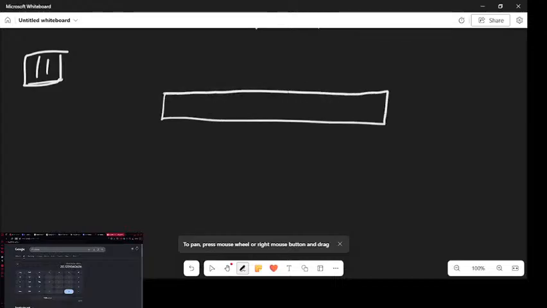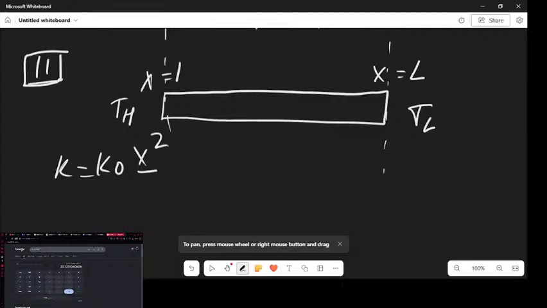11th one. A rod of uniform cross section but non-uniform thermal conductivity, which varies with x. The rod has ends at TH and TL, with x equal to 0 at one end and x equal to L at the other, and k varies as k naught x squared by L squared.